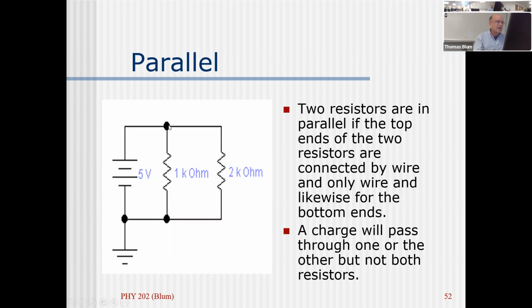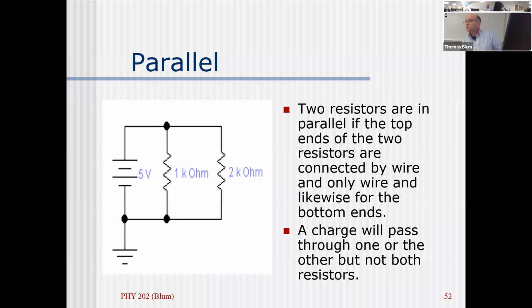So the current comes out of the battery, it reaches this junction, and it has a decision to make. Do I want to go through the 1 or do I want to go through the 2? Some of them will choose to go through the 1, some of them will choose to go through the 2. More of them will choose to go through the 1 than the 2 because the 1 is easier.